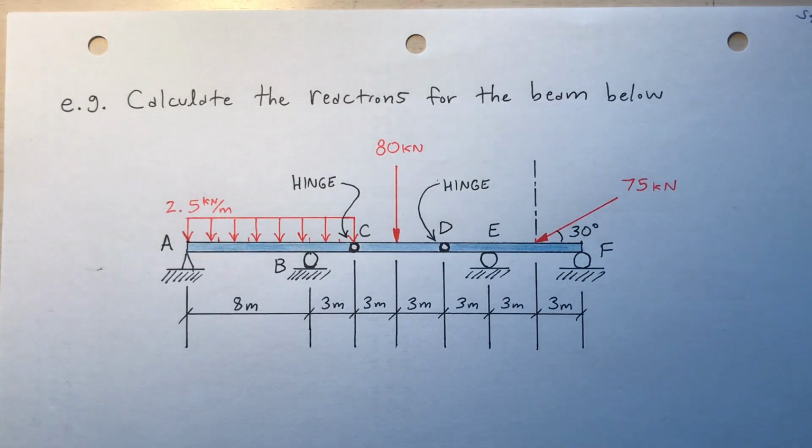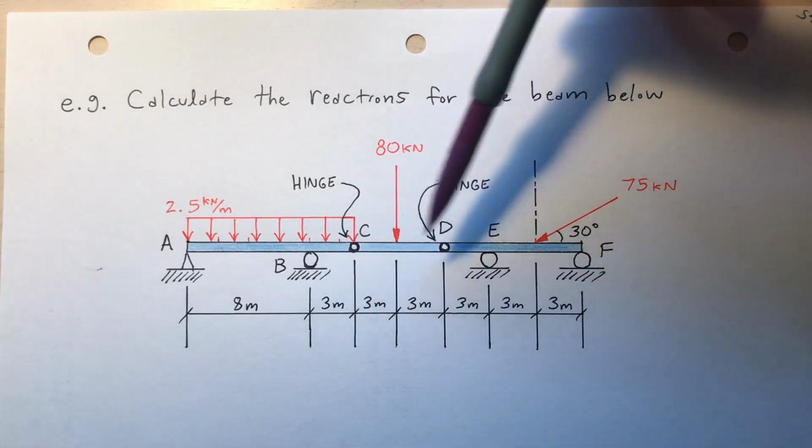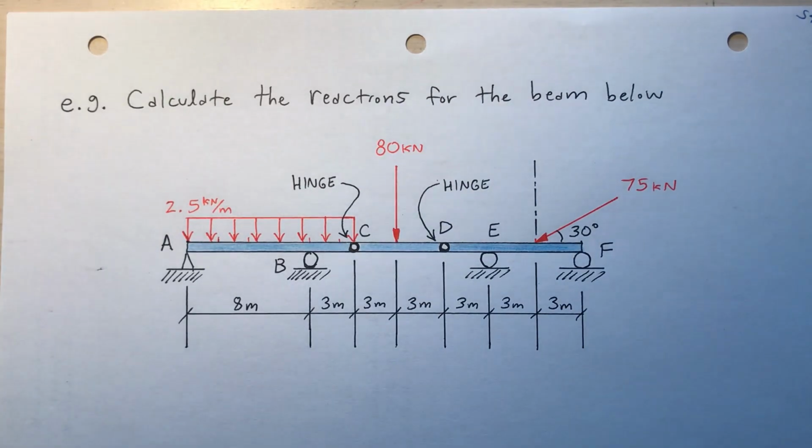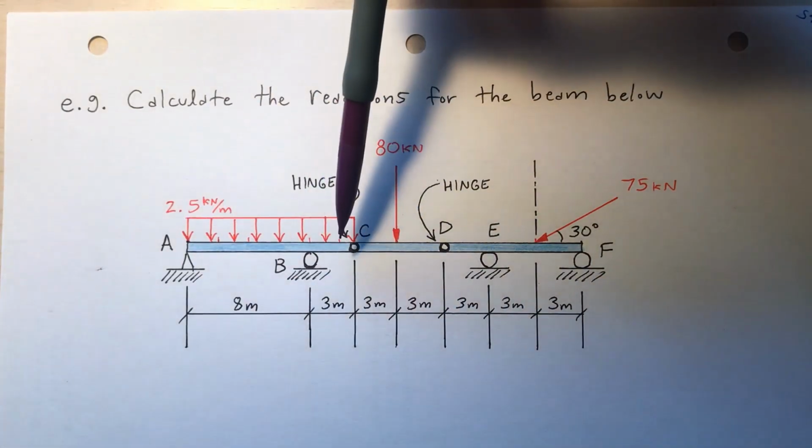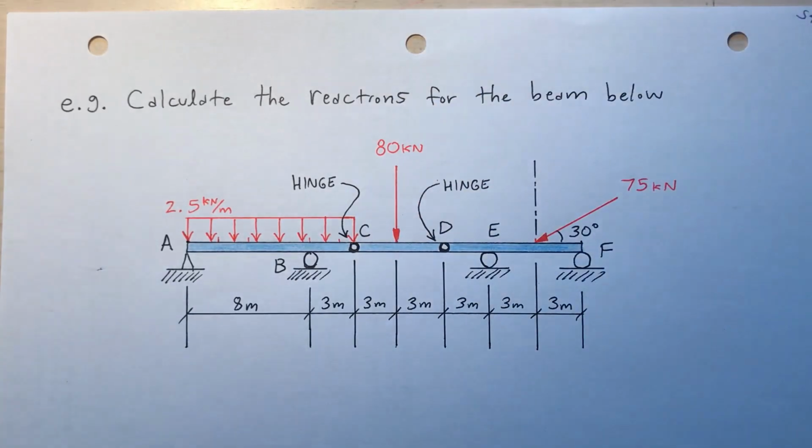Okay, I noticed that I have two hinges here at C and D. What is a hinge anyway? If I've got a hinge, at those hinges there'll be a vertical and a horizontal reaction, but no moment reaction. I can actually disassemble this beam into three different parts: AC, CD, and DF.